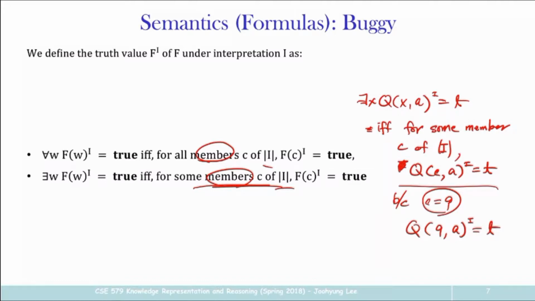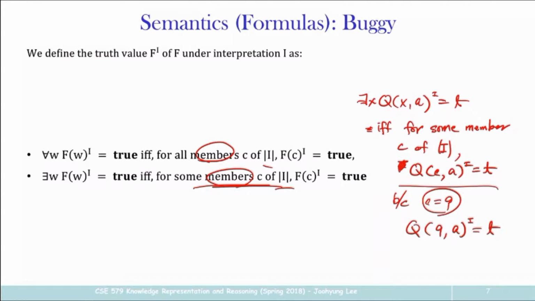Unlike in propositional logic, if you have only n atoms, only 2 to the power of n interpretations can be defined. 2 to the n is a large number, but still a finite number. But in the case of first-order logic, the number of interpretations that you can associate with the formula is actually infinite.